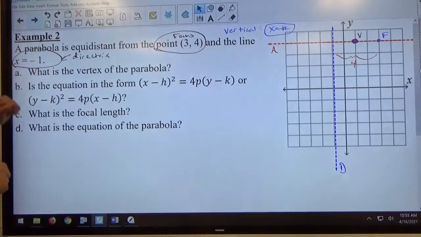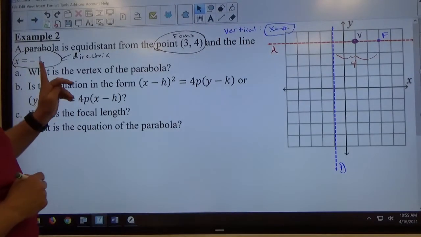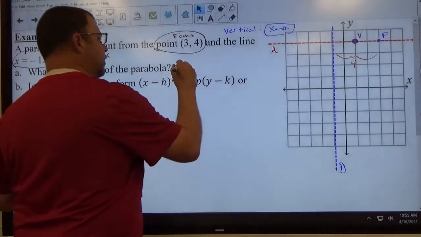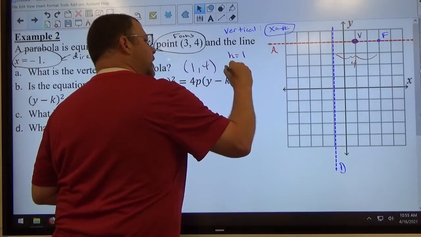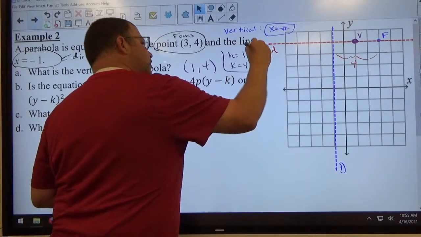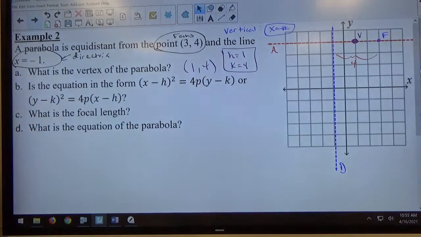So it says, what is the vertex of the parabola? I'm going to see that is 1 right and 4 up. So the vertex is (1, 4), which again tells me that h equals 1 and k equals 4. That's what the vertex does for me. It gives me the h and k that I need to write my equation.